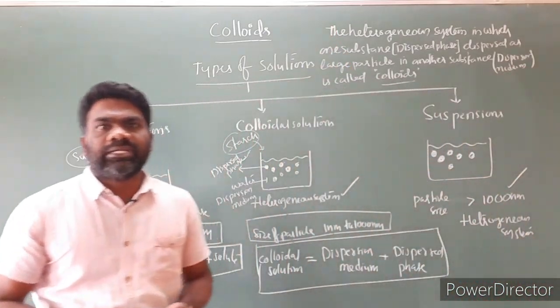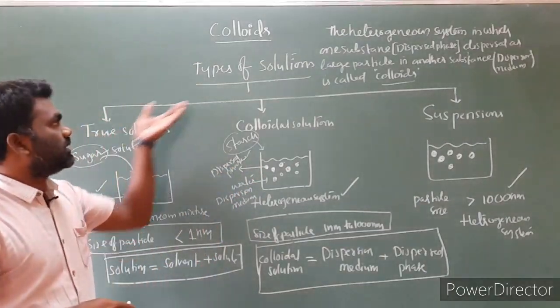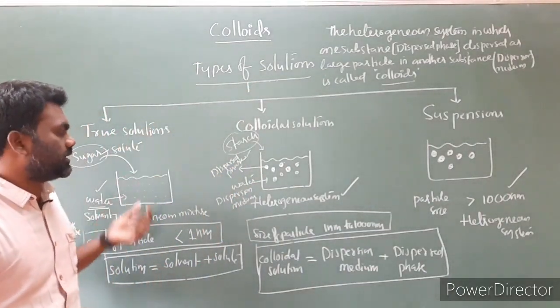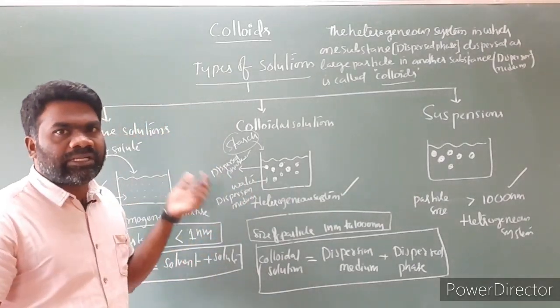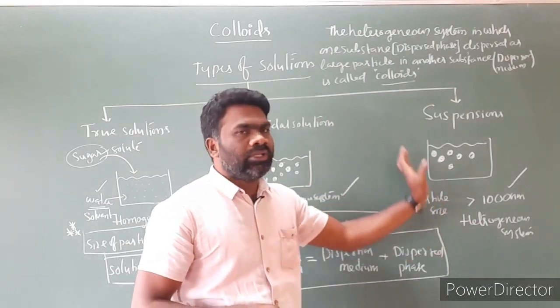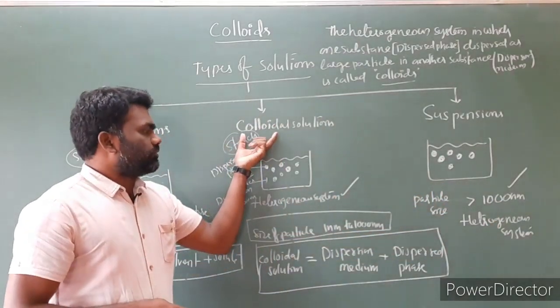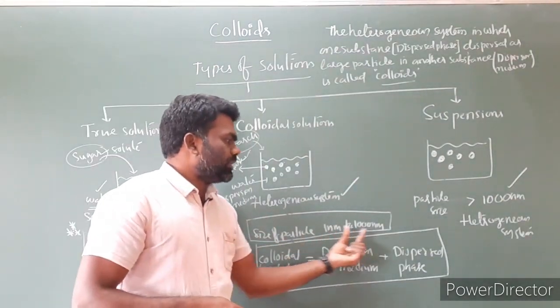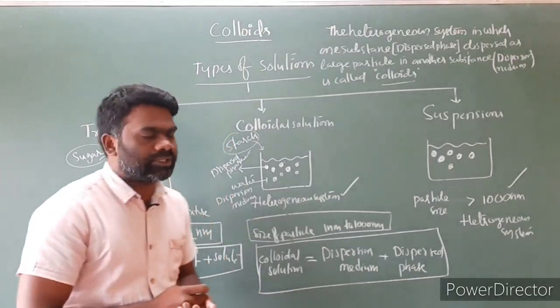Then what is the point we understand from the colloids? With colloids, we are differentiating the solutions on the basis of size of the particles. True solutions have particles of size less than 1 nanometer. Suspensions have particle size greater than 1000 nanometers. It is also a heterogeneous system. In the case of colloids, the particle size is 1 nanometer to 1000 nanometers range.